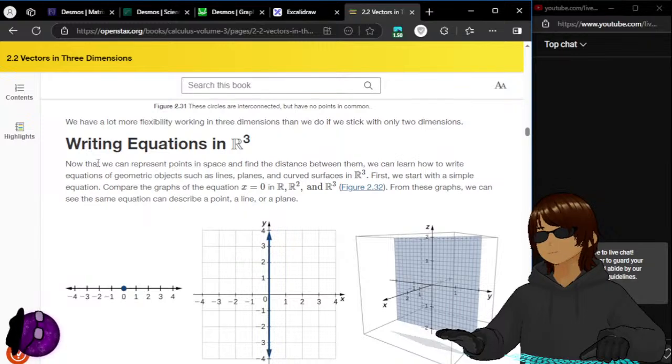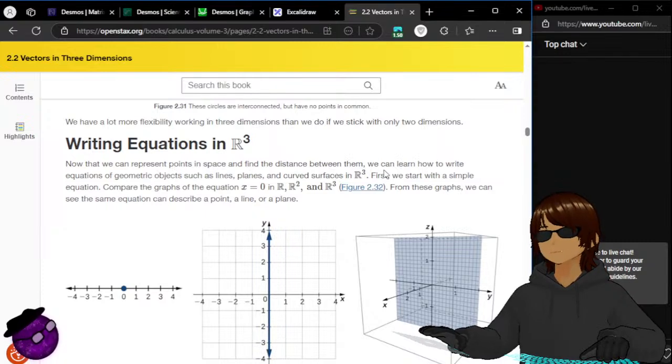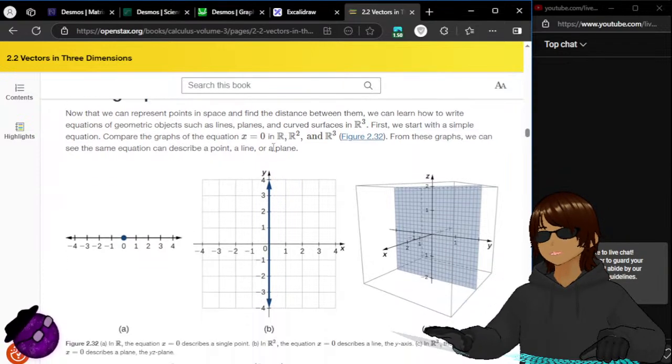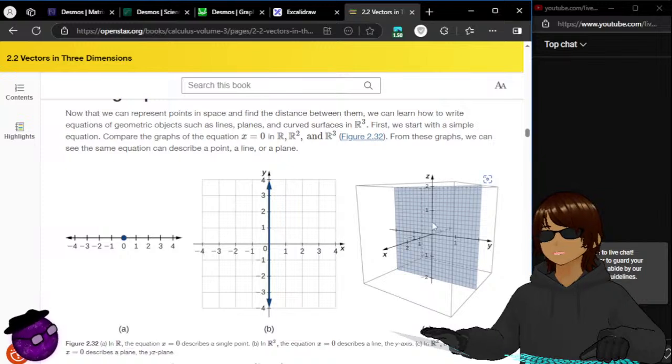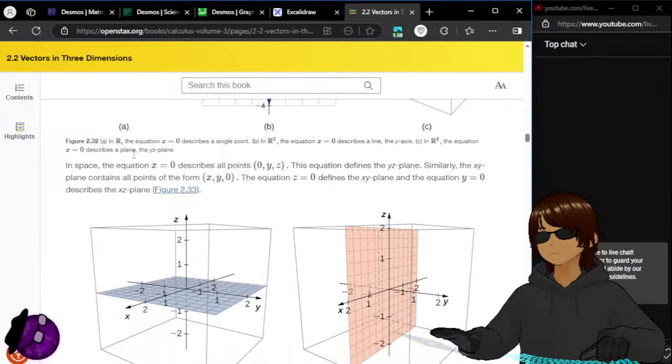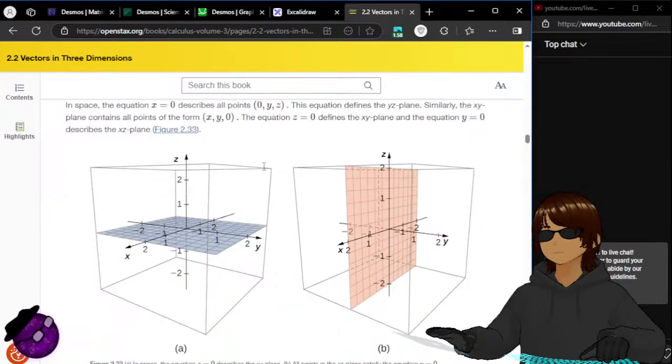Writing equations in R cubed. Now that we can represent points in space and find the distance between them, we can learn how to write equations of geometric objects such as lines, planes, and curved surfaces in R cubed. First, we start with a simple equation. Compare the graph of the equation x is equal to 0 in R squared and R cubed. So x is 0 is this line. X is equal to 0 is the entire plane. In space, the equation x is equal to 0 describes all points 0, y, z.